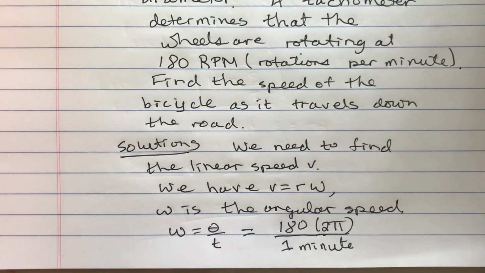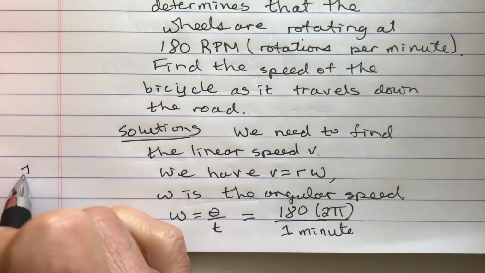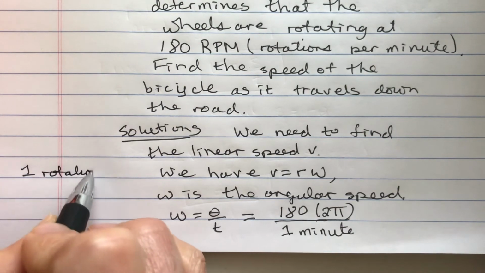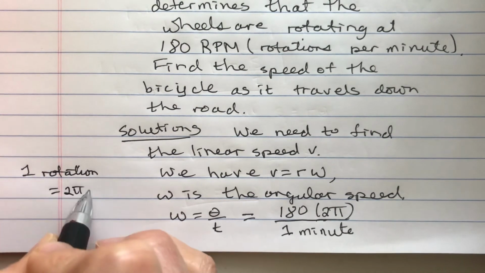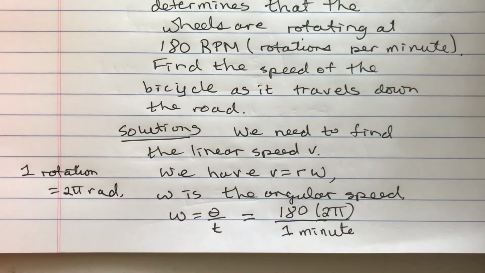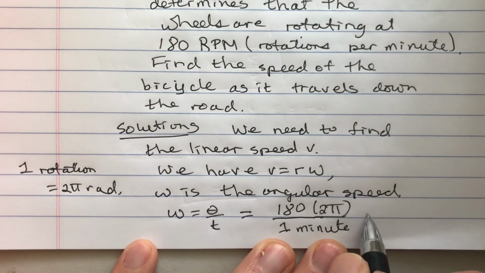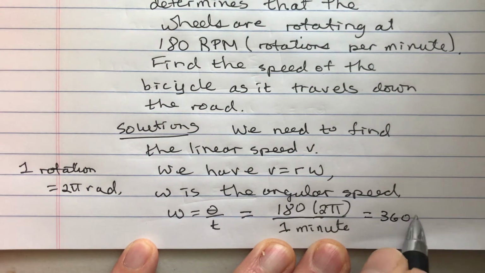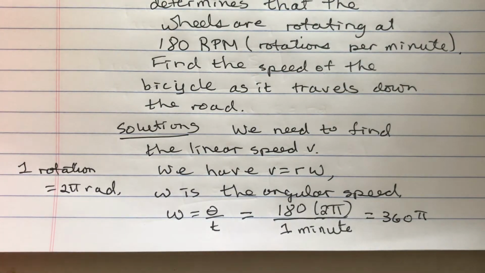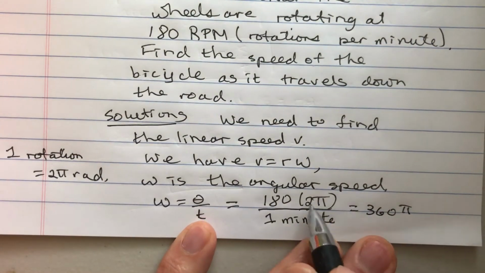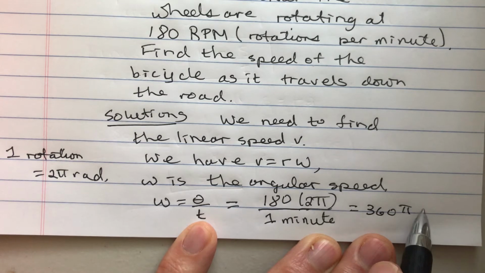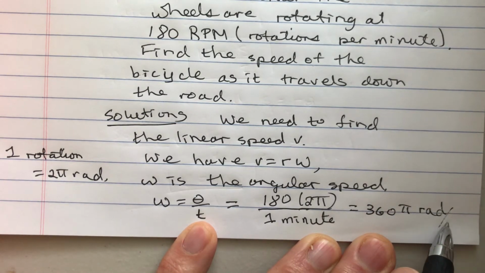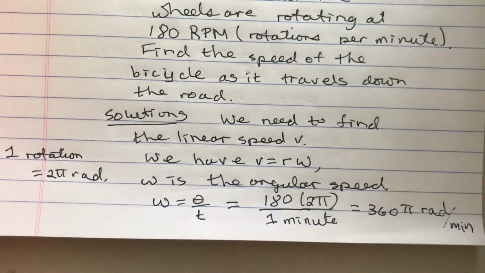So notice that one rotation equals 2 pi radians. Okay, so that takes us closer to finishing this problem. So that's 2 pi radians per minute. It seems like we're almost there.